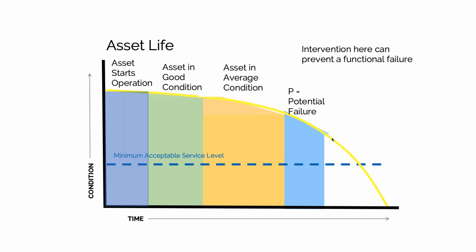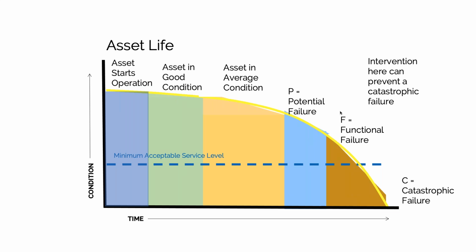If I don't intervene there, I can have a potential failure, which means that the asset is showing signs of trouble. It's still doing its job, but there's problems. Like I'm hearing a noise, I'm hearing or seeing a vibration. I can tell there's something not quite right. It's not smooth operation anymore. So right here would be the potential failure, and I could intervene to prevent what's called a functional failure.